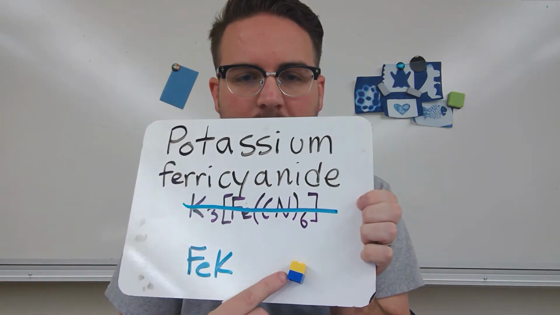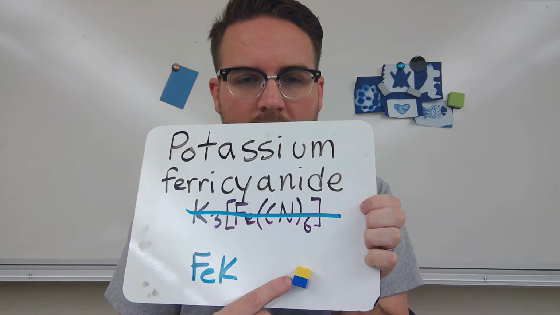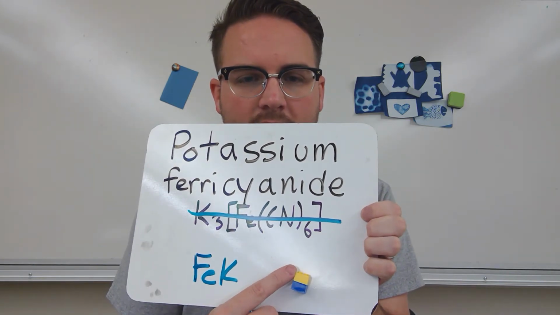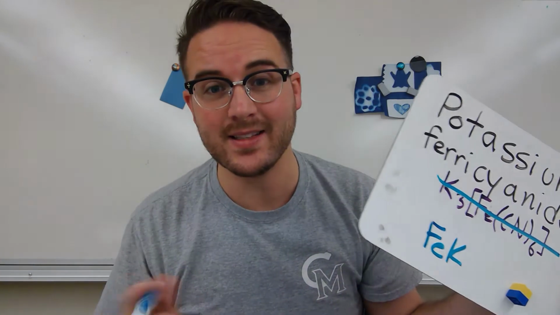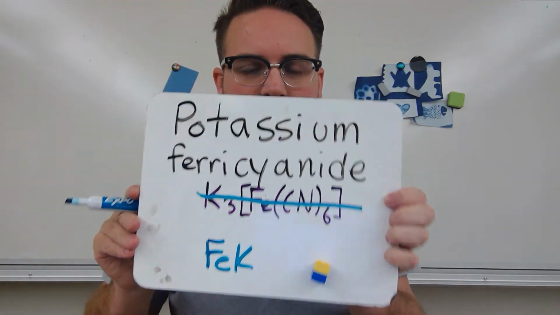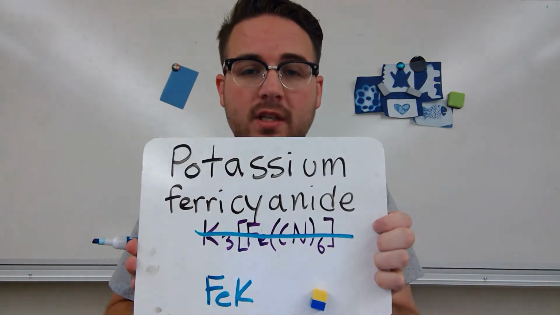And to represent this, I'm going to use blue for iron, and you'll see why later. And I'm going to use yellow for potassium because bananas have a lot of potassium and they're yellow, so I thought that would be a good match. So that's our first ingredient.